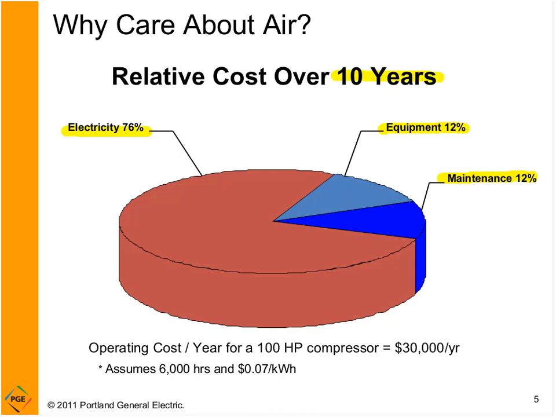So if I operate a 100 horsepower compressor over the course of a year, 6,000 hours, that's Monday through Friday, 24-hour shift, at 7 cents a kilowatt hour, which is pretty reasonable for around here, certainly more down in California. But here about 7 cents, that's $30,000.